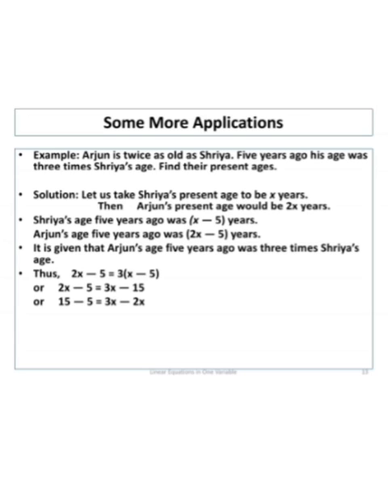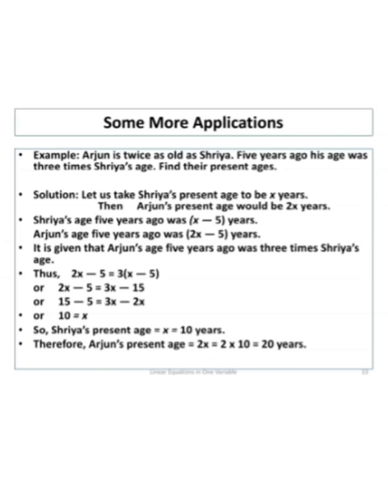Then we are transposing 15 to the left hand side and 2x to the right hand side, which gives us 10 is equal to x. So Shriya's present age is equal to 10 years and Arjun's present age is equal to 2x, that is 20 years.